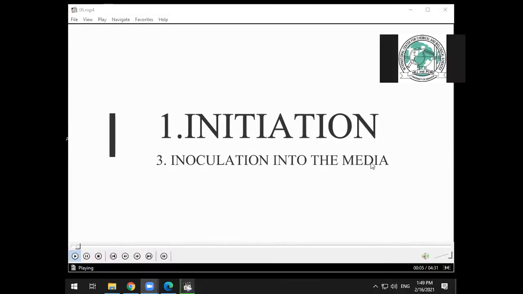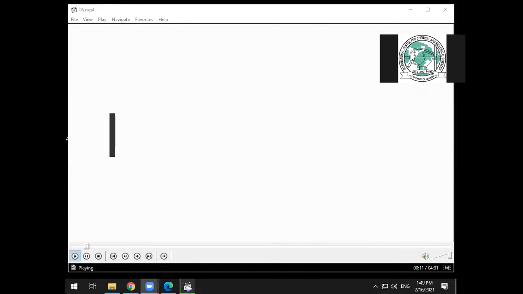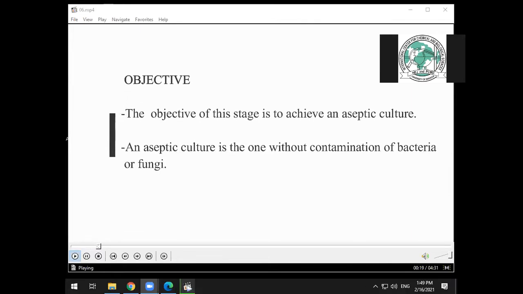Inoculation of explant into the media. Objective of this stage is to achieve an aseptic culture. An aseptic culture is a culture without contamination of bacteria or fungi.